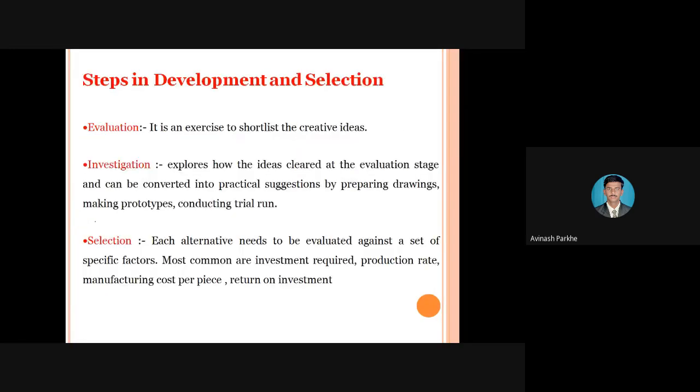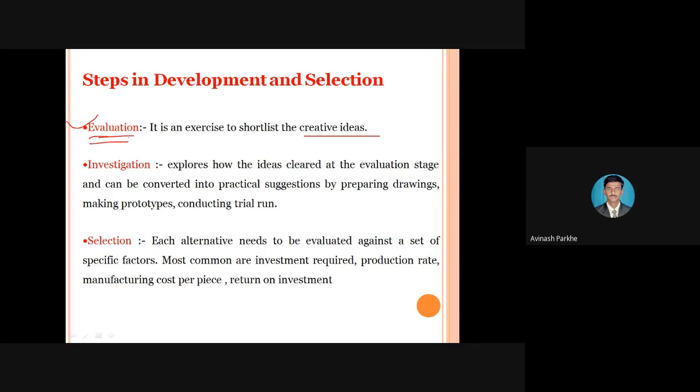But in order to go for the modification, these are the steps I have to implement. So the first step is evaluation. What does evaluation indicate? It is an exercise to shortlist the ideas. For example, 10 ideas are given to you, and out of those 10 ideas, I have to select only 2. So what am I doing? I am going for the shortlisting of the ideas, and doing the shortlisting means we are implementing the first step, which is called evaluation.